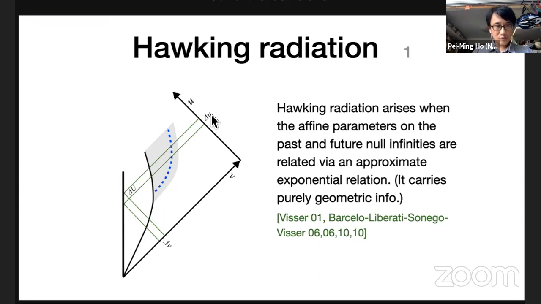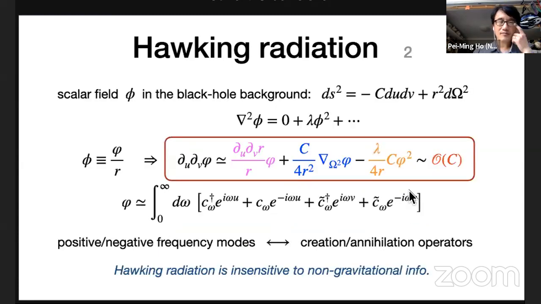And if you do the calculation below, which I will skip mostly, you will see that as long as the relation between capital U and little u is an exponential function, then you will have Hawking radiation with the usual spectrum people say you have for Hawking radiation.